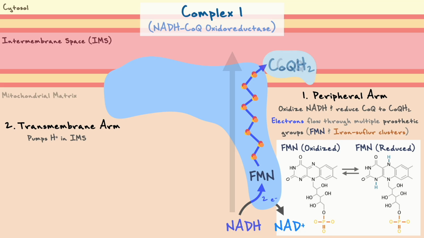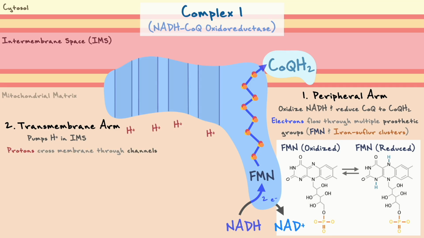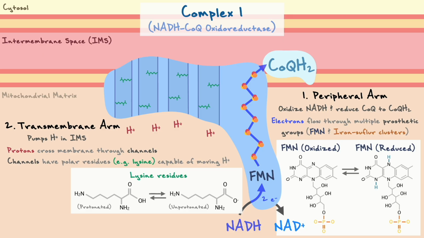Now, in my opinion, the interesting part about complex 1 is what happens in the transmembrane arm. It turns out that the way the protons cross the membrane to reach the intermembrane space is through channels that are incorporated in the structure of complex 1. Complex 1 has 4 of these channels, and the key that allows the protons to cross is the presence of polar amino acids such as lysine.